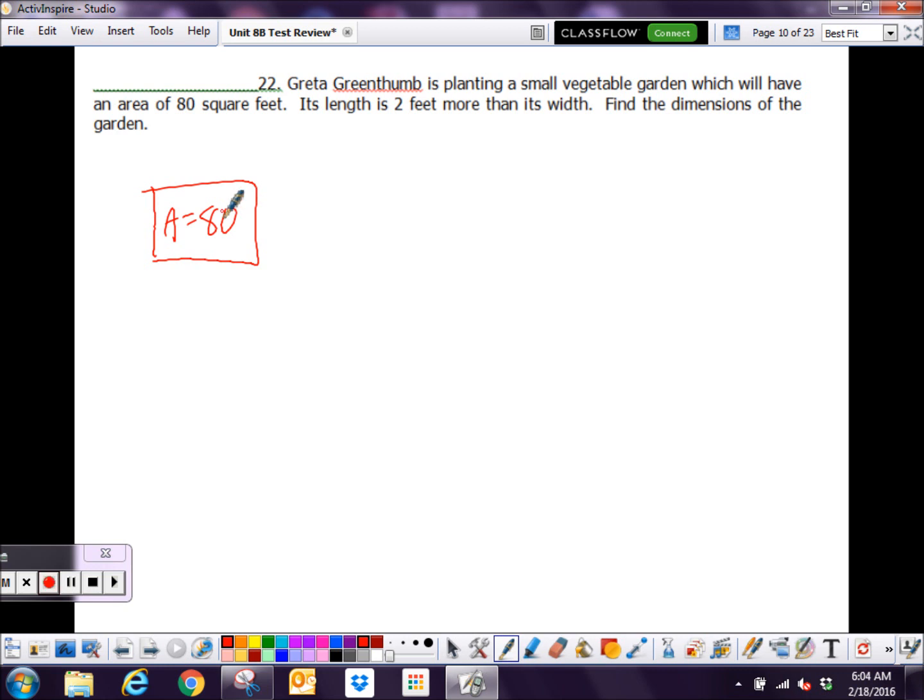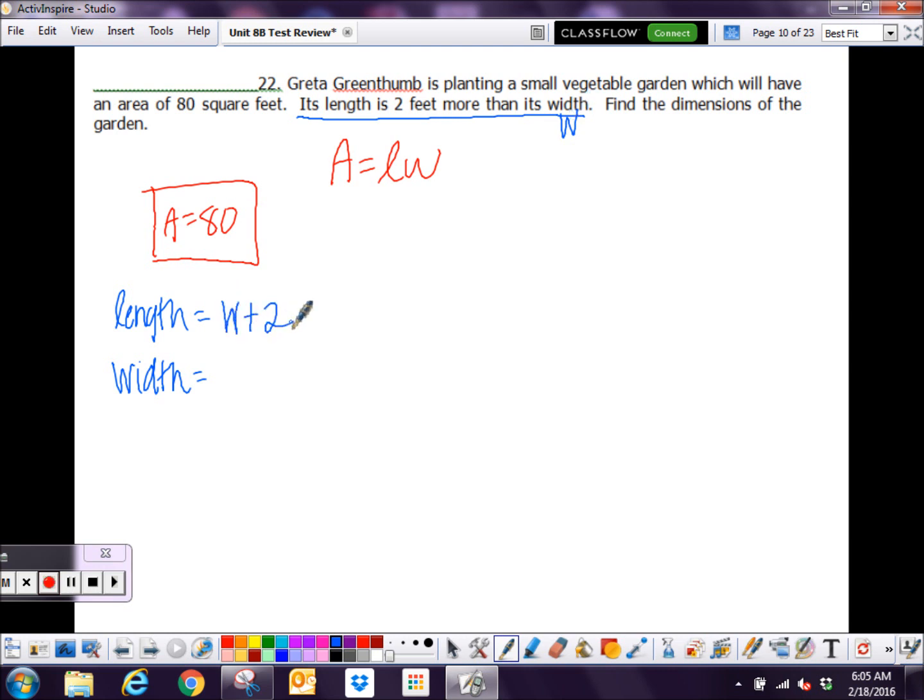Okay, so we have to think about the formula for area of a rectangle. So area is length times width. Okay, so what two things do we need here? We need length, we need width. Okay, so let's see what it says about length. It says the length is 2 feet more than the width. So 2 more than the width. I'm going to say that width is W. So 2 feet more than that would be W plus 2. But I can't just have length, I need to have width. And what is width in this situation? It's just W.